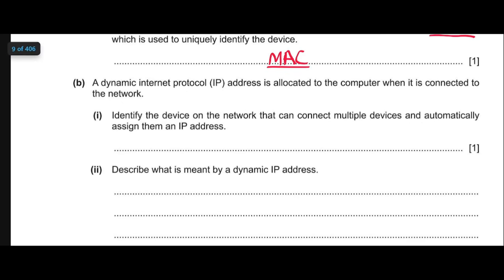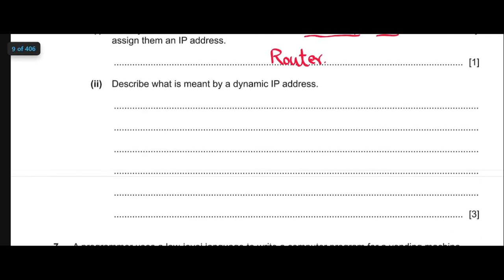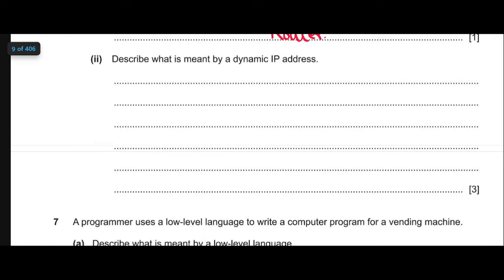A dynamic internet protocol or IP address is allocated to the computer when it is connected to the network. Okay, so dynamic IP address. Identify the device on the network that can connect multiple devices and automatically assign them an IP address. So this is, I think, the router, Wi-Fi router or router. Describe what is meant by a dynamic IP address. So a dynamic IP address is an IP address that changes. Every time you connect to your network device, for example a router, you will have a new IP address. So this is a unique IP address you are assigned whenever you connect to the router.